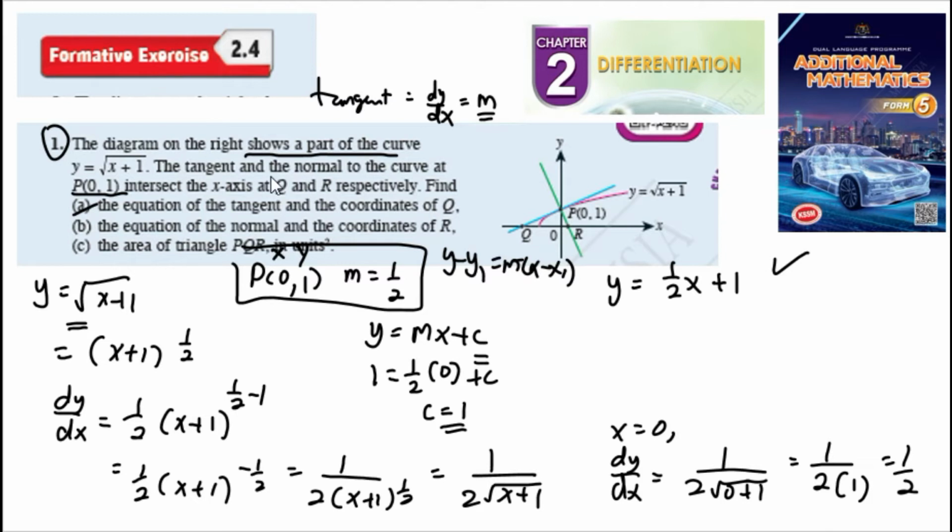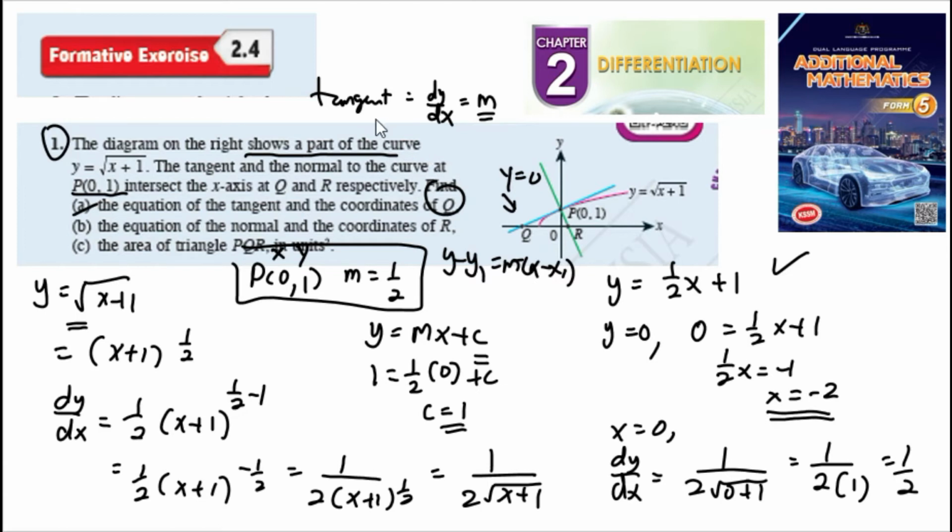Okay, this is the equation of the tangent and the coordinates of Q. So we know at Q, y is equal to 0, right? So when y is equal to 0, we have 0 is equal to half x plus 1. So half x is equal to negative 1. x is equal to negative 1 times 2, you get negative 2. So the coordinates of Q is (negative 2, 0).